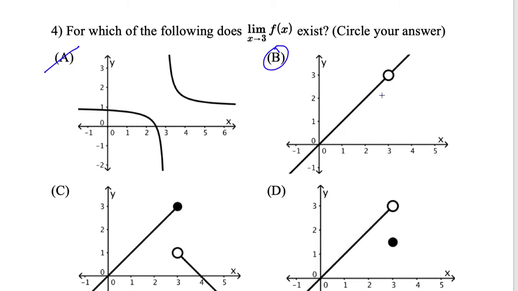That is correct. I don't care what happens at the point 3. It could be a hole, it could be a point down here. It doesn't really matter, but as I get closer and closer, I do get closer to a height of 3.